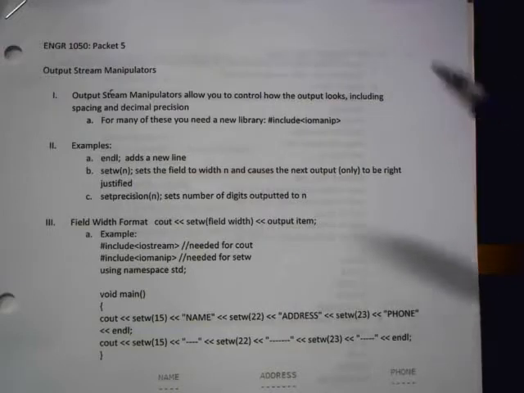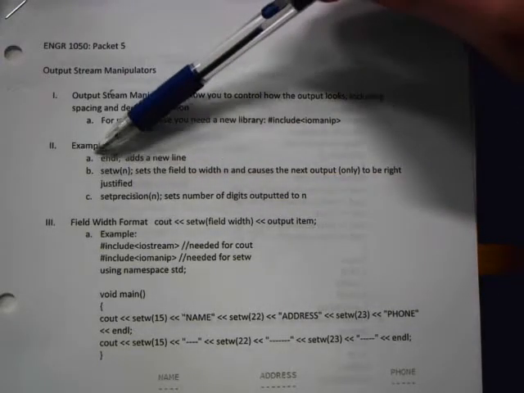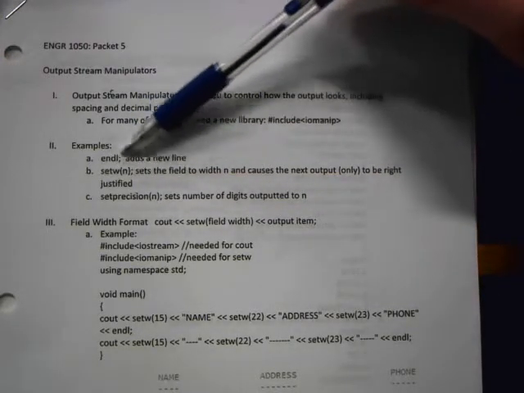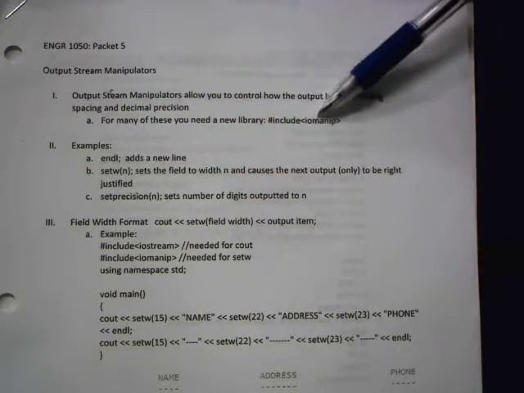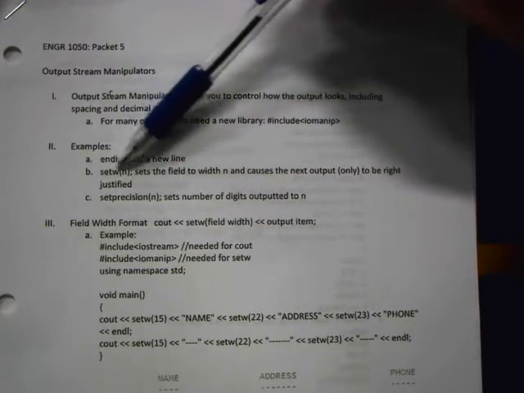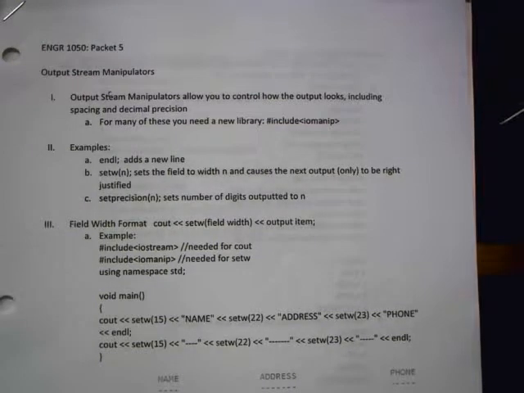So one of them we've already seen. One output manipulator that's already available to us that we've already used. This one does not need the iomanip library. It is endl. We've already used endl. We know what that does.